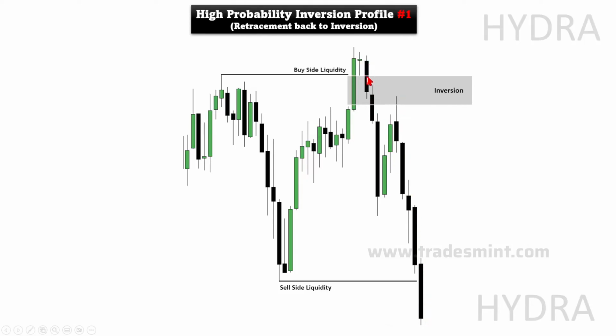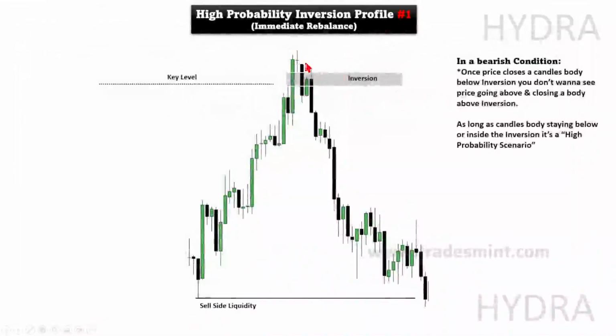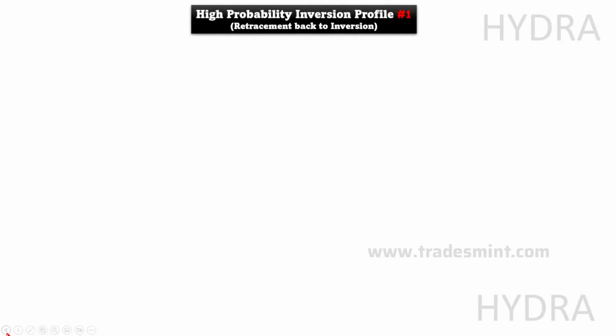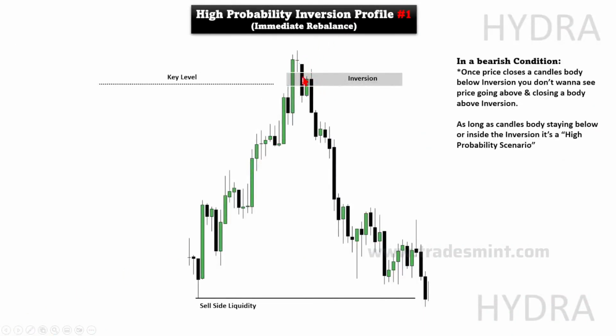If price is closing below this inversion with one candle, we look for immediate rebalance. That means what? We executed the next and the next candle. But if price is not closing a candle's body below this inversion with one candle but with multiple candles, we wait for a deeper retracement. Does it make sense? When do you expect immediate rebalance? Did I answer it? Yes, when price closed a candle's body with a single candle below the inversion, that's when we expect immediate rebalance.